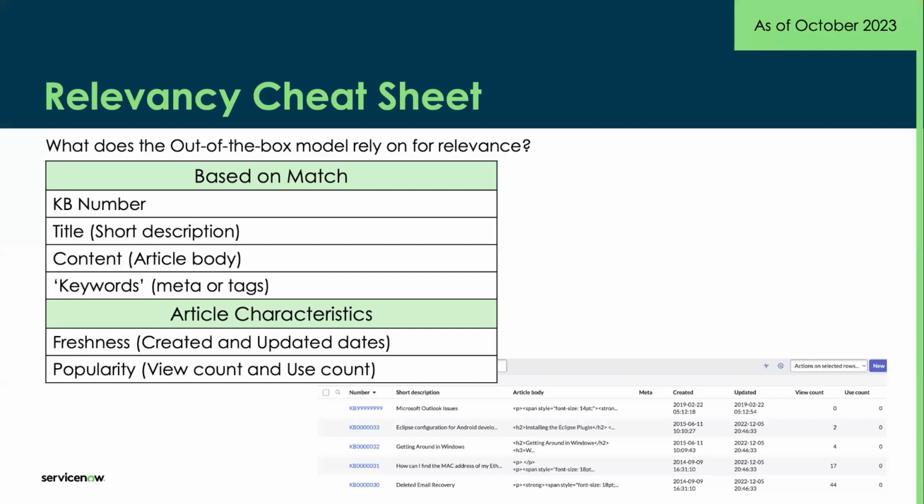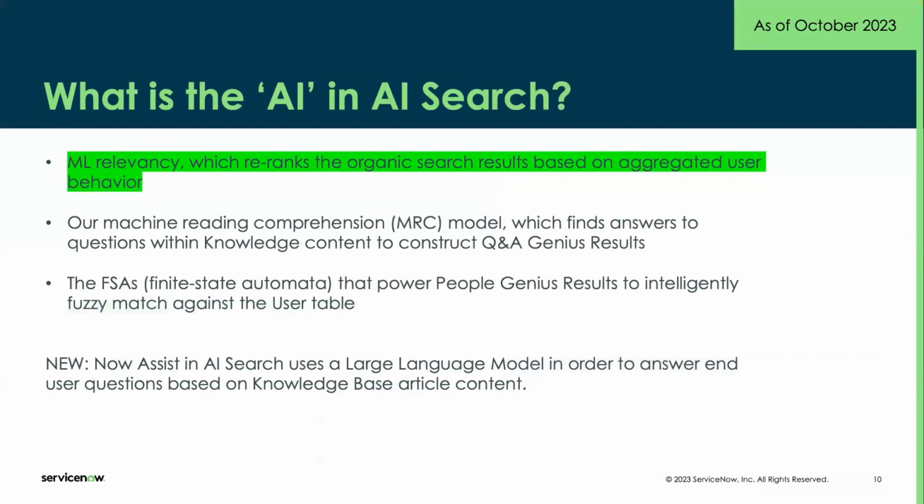Okay, I'm going to hold off on one question. So now that we've talked about the out-of-the-box relevancy model, and we had some great questions, I really appreciate everyone's participation there. We're going to talk about what happens after the out-of-the-box relevancy. We talked about tuning that is hands-off. So what does that look like? Well, that's part of what the AI in AI search is for.